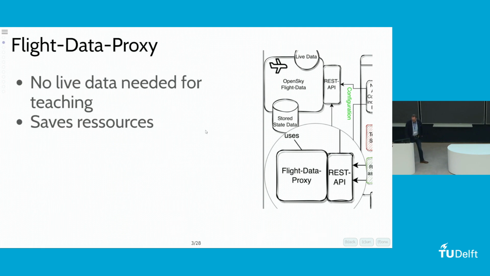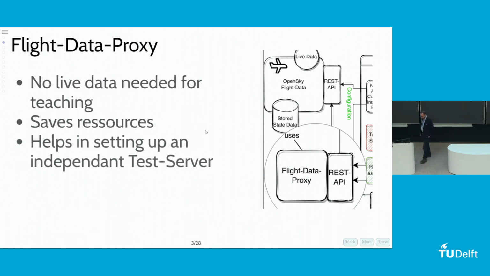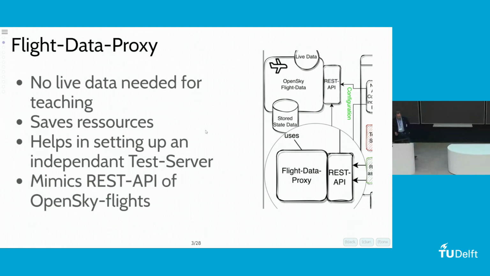So what do we use? What does it help us? It saves resources. We don't have network resources. We don't call the Opensky network, but we call our own server. And it also helps in setting up an independent test server. So that's really nice for this course.